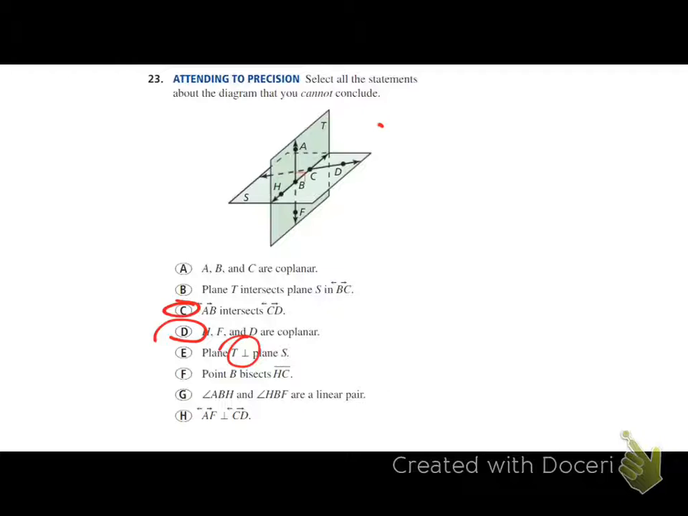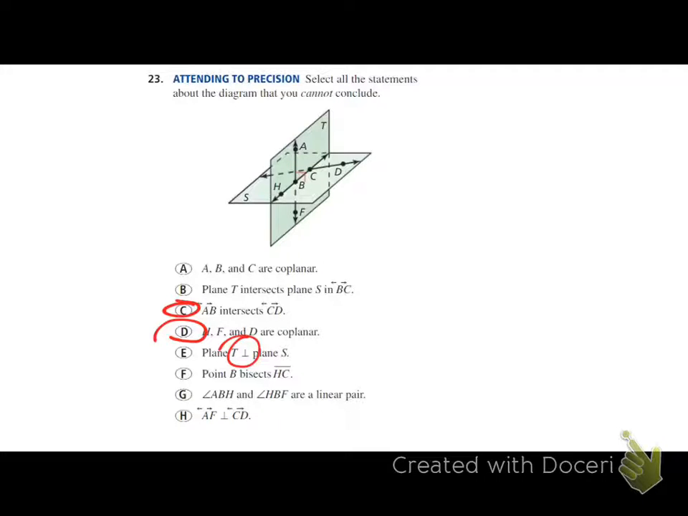What does perpendicular mean? Intersect and form 90 degrees. Do you see a right angle here? Yes, it's right here, and it's touching the line. Where is the location of this line? What plane is it on? It's going straight up, so plane T. It's on plane T and it's sitting on plane S. So are they perpendicular? Yes. So that one you can conclude, so you don't circle it.